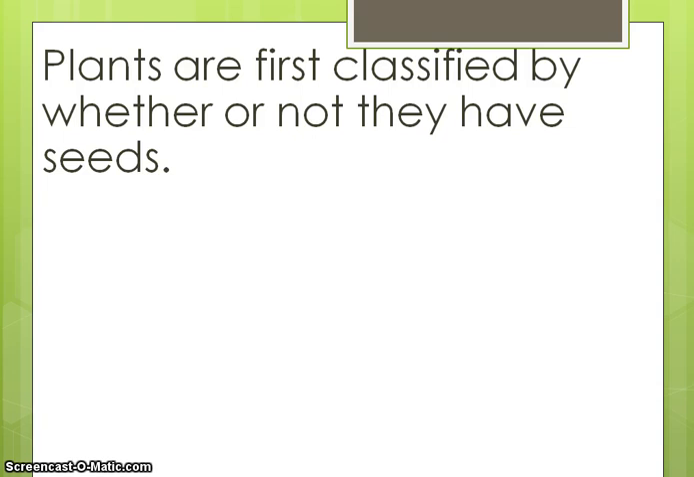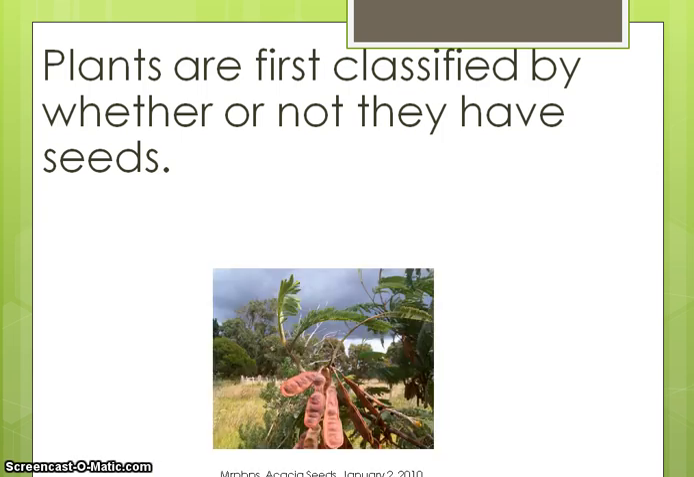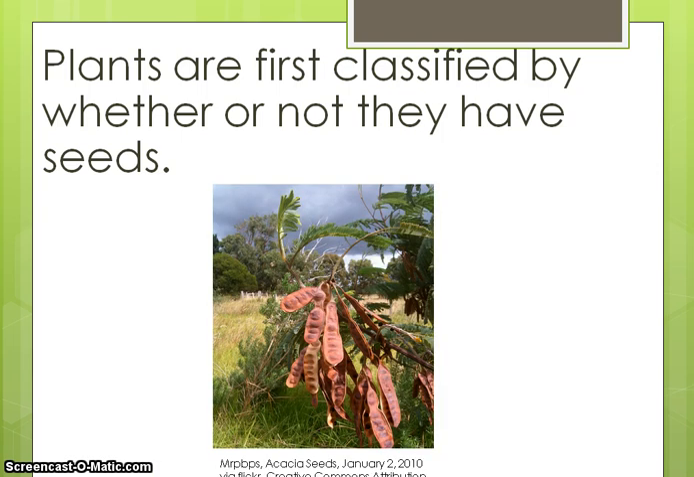When you first classify a plant, it is based upon whether it is seeded or seedless. Seeds can be found on the plant or encased in fruit. The seeds shown here are from an acacia plant, which is a shrub or tree originally found in Africa. Seeds come in all shapes, sizes, and colors. Now, although not all plants have seeds, they still provide an important function of giving life to new plants.